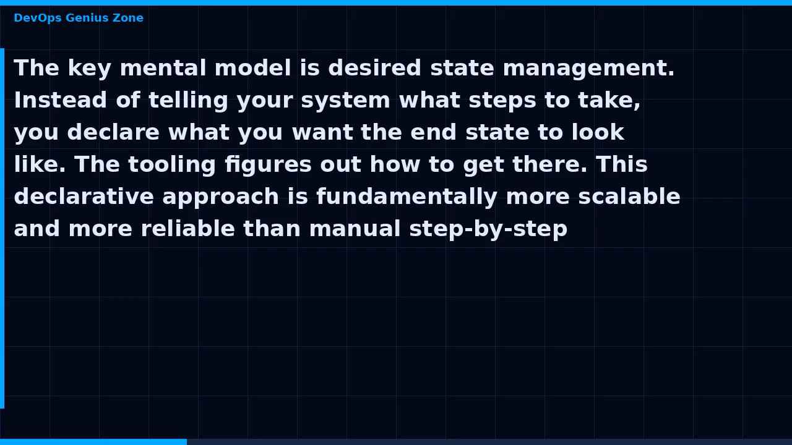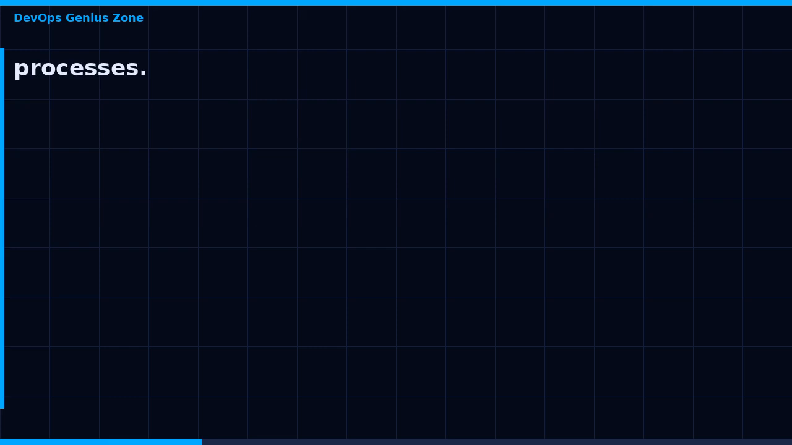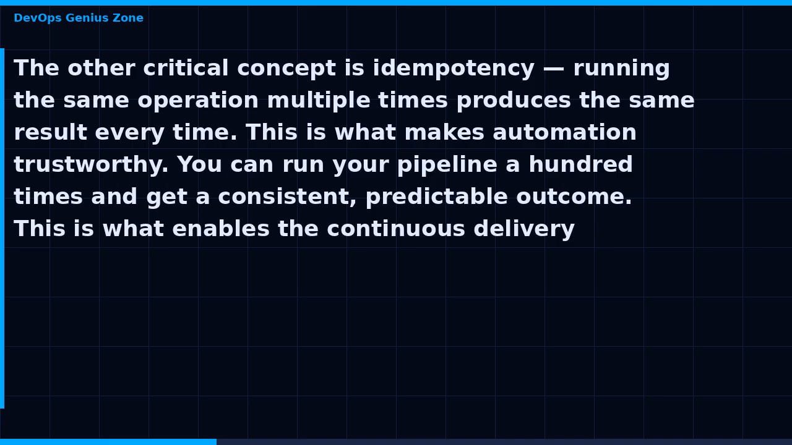The other critical concept is idempotency. Running the same operation multiple times produces the same result every time. This is what makes automation trustworthy. You can run your pipeline 100 times and get a consistent, predictable outcome. This is what enables the continuous delivery practices that US tech companies depend on.